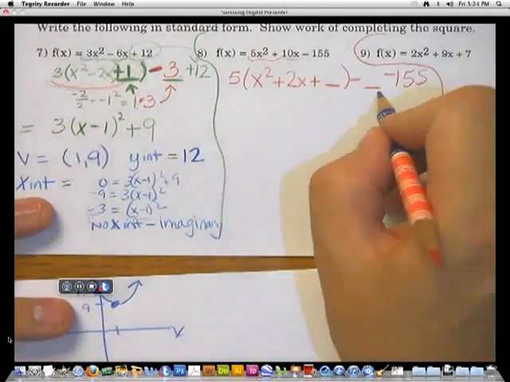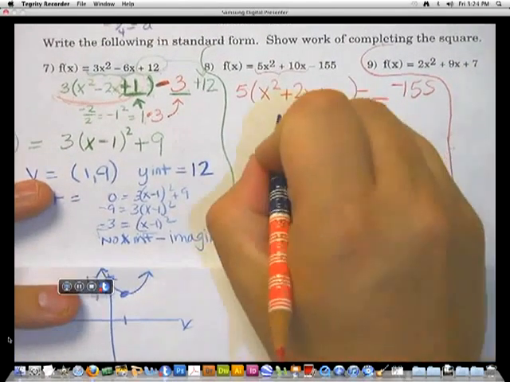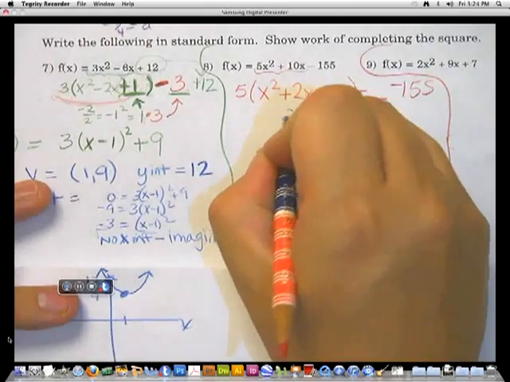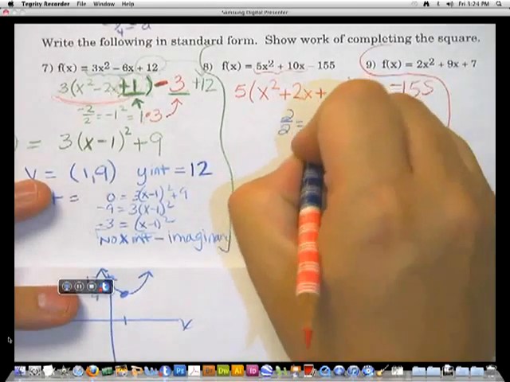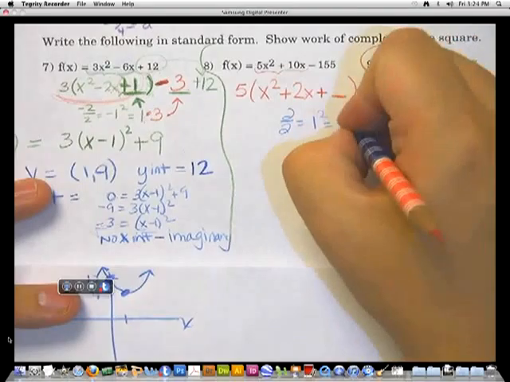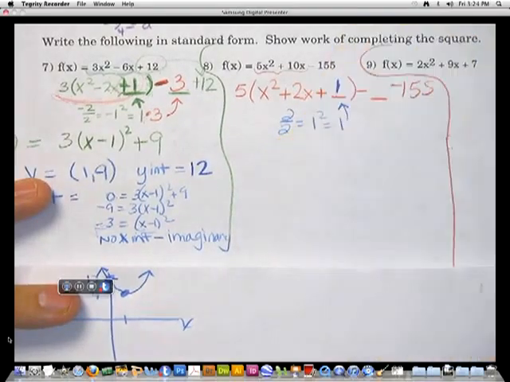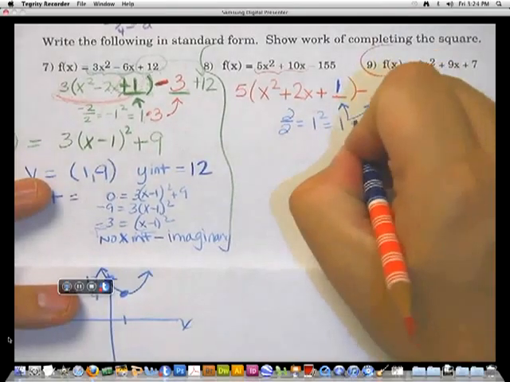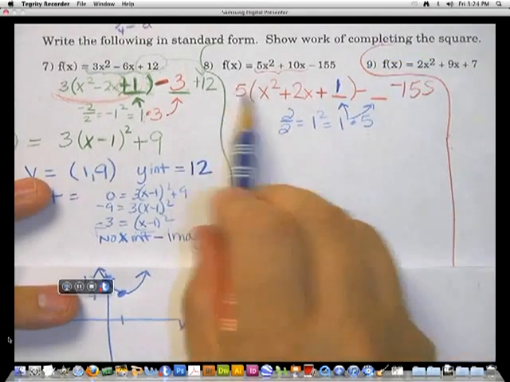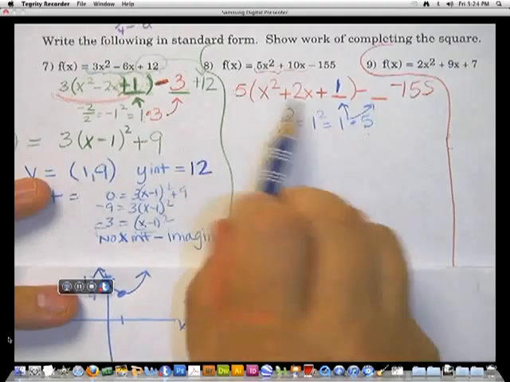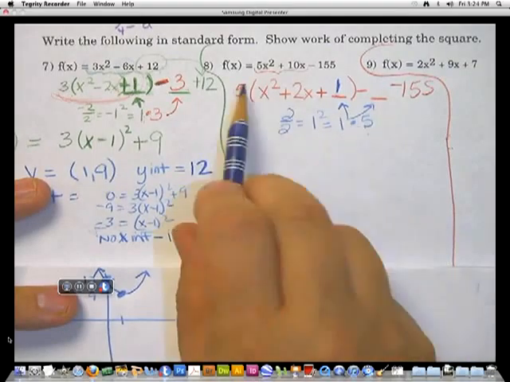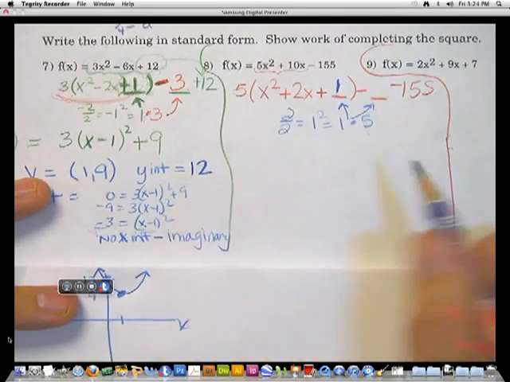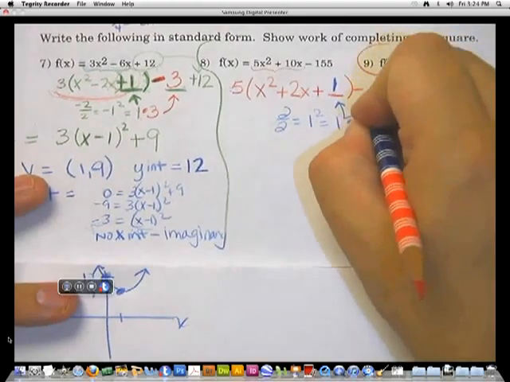So now I need to fill in these two spaces. The way that I'm going to do that is I'm going to take the middle term, divide by 2, always 2, square it, and that's what I'm going to add inside. But on the outside, I've got to multiply it by the a, the coefficient that I GCF'd out there. So I get 5.